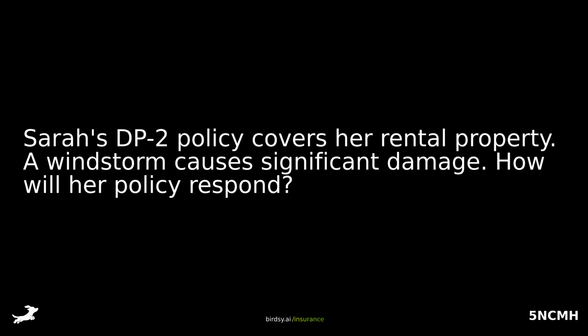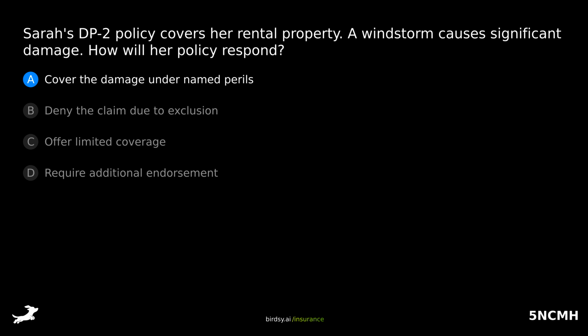Sarah's DP2 policy covers her rental property. A windstorm causes significant damage. How will her policy respond? Is it A, cover the damage under named perils, B, deny the claim due to exclusion, C, offer limited coverage, or D, require additional endorsement?